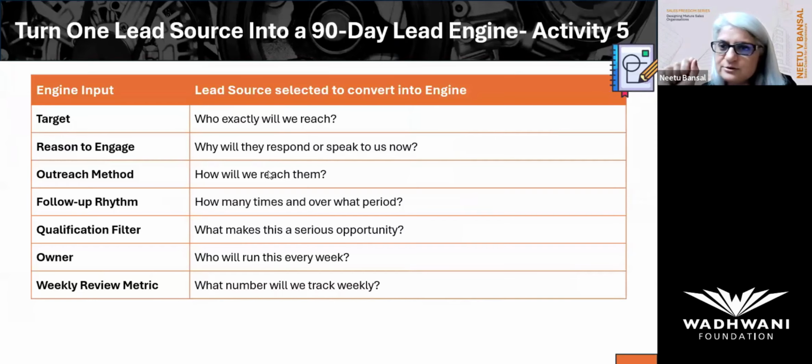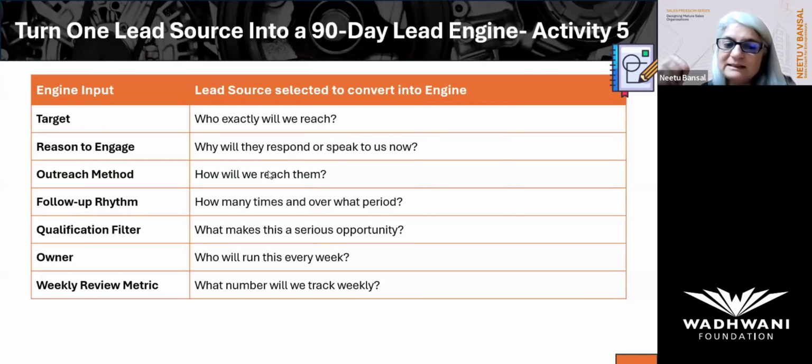Okay. So pick up one lead source and map this as an engine. Who exactly is in this lead source or channel? Who will we reach? Why will they respond to me? How will we reach them? How will I follow up with them? How will I qualify them? Who will be responsible for doing this every week? Because remember, it's a lead engine. It's not a one-time activity. It has to keep on going. Maybe initially you are doing it, but after some time you need to hand it over to somebody in your team. If not, you will become the bottleneck.